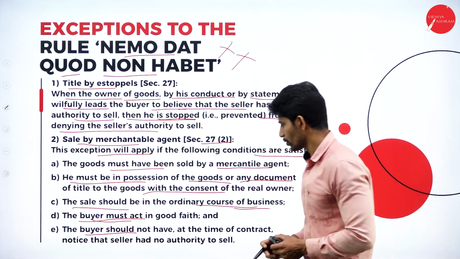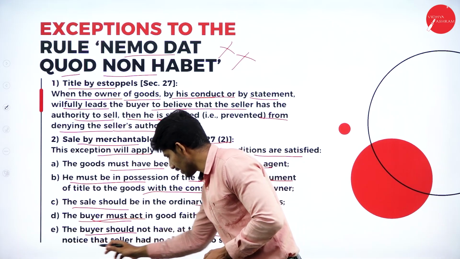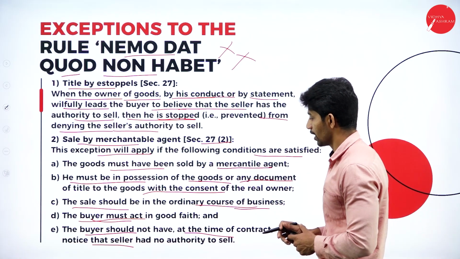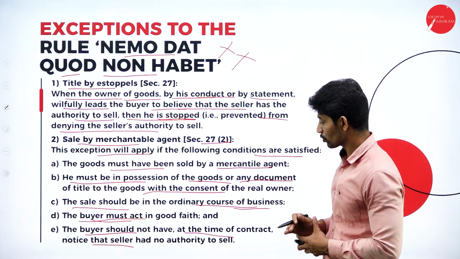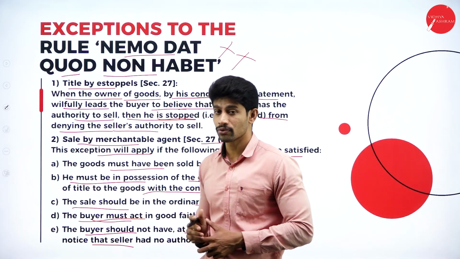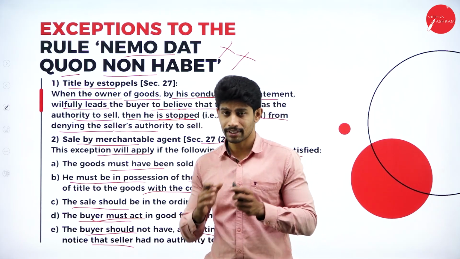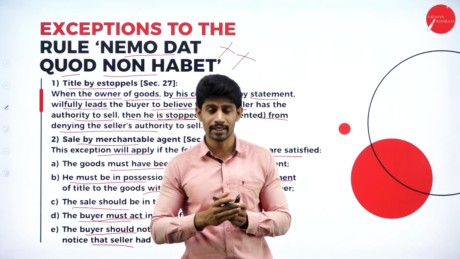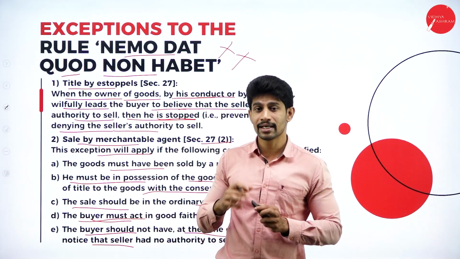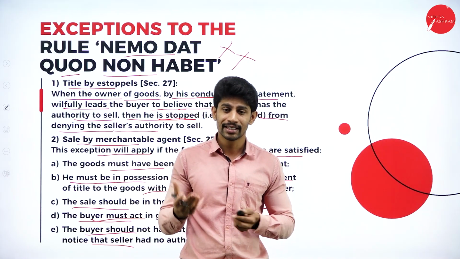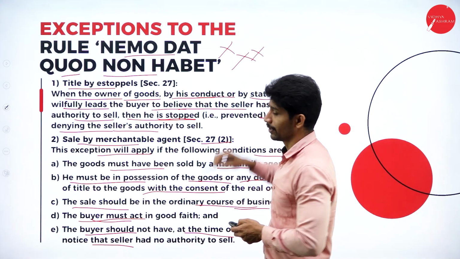Next, the buyer should not have, at the time of contract, notice that the seller had no authority to sell. So if the buyer of the goods has no notice or any document showing that the seller can't sell it to someone else, then he can easily purchase those goods. In these situations, this rule is not applicable.